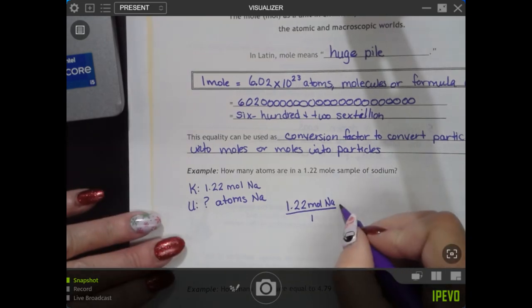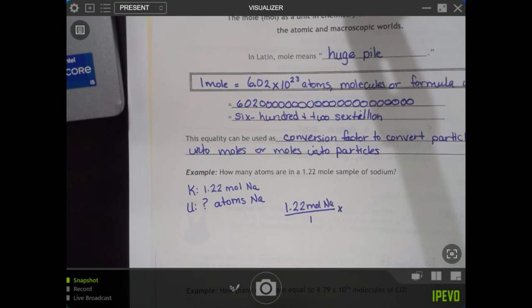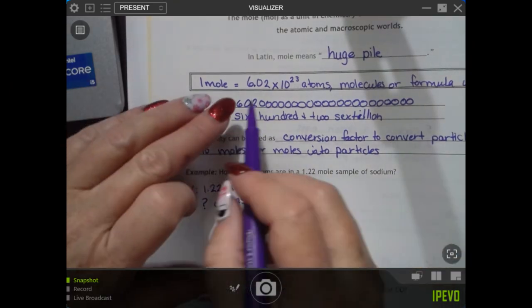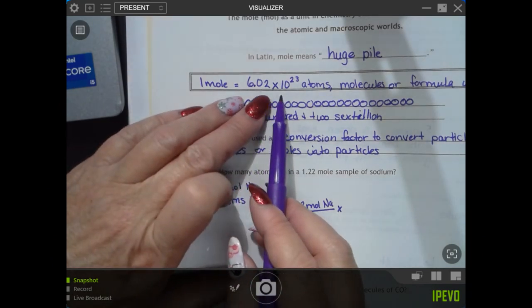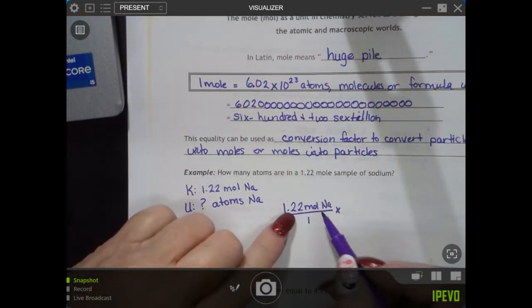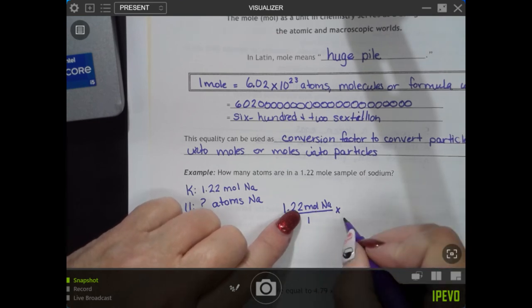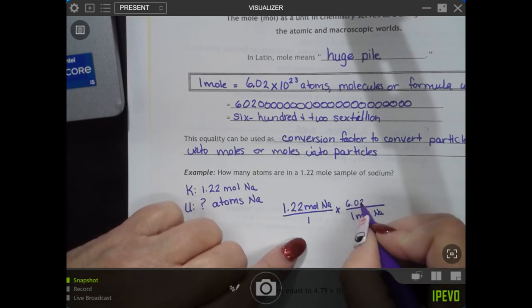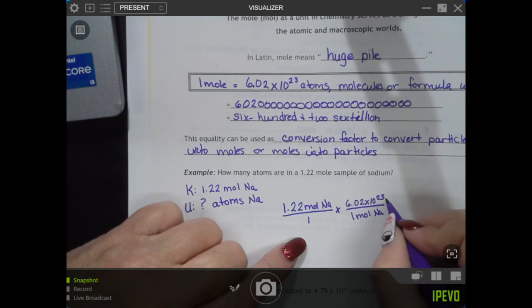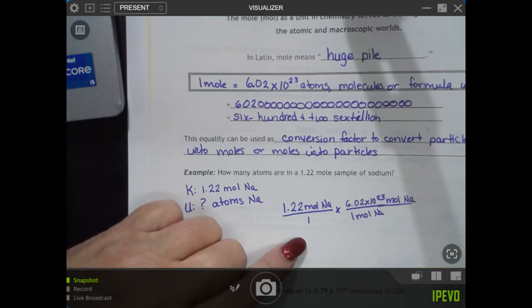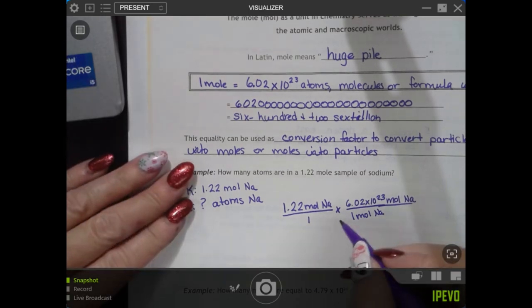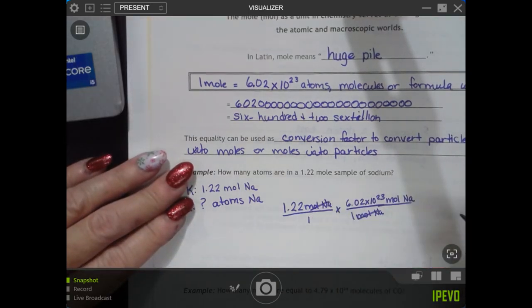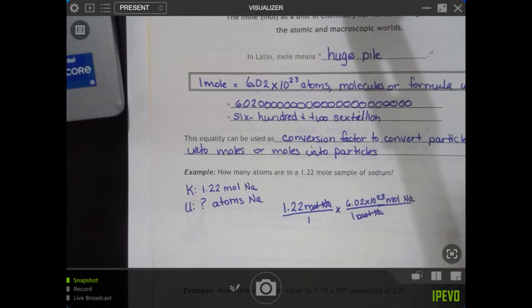Then we're going to multiply, like we're multiplying a fraction. We have to use this conversion factor up here: 1 mole is 6.02 times 10 to the 23rd atoms. Since moles is on top here, moles is going to go on the bottom of our conversion factor. So 1 mole of sodium is equal to 6.02 times 10 to the 23rd atoms of sodium. Those units cancel out to give us atoms in the end.